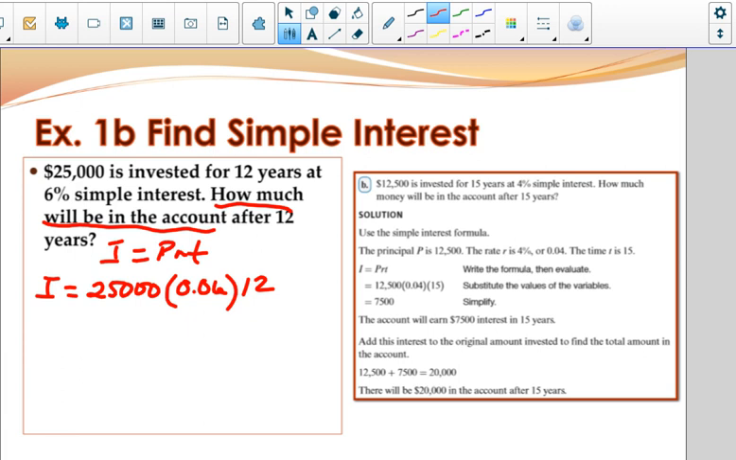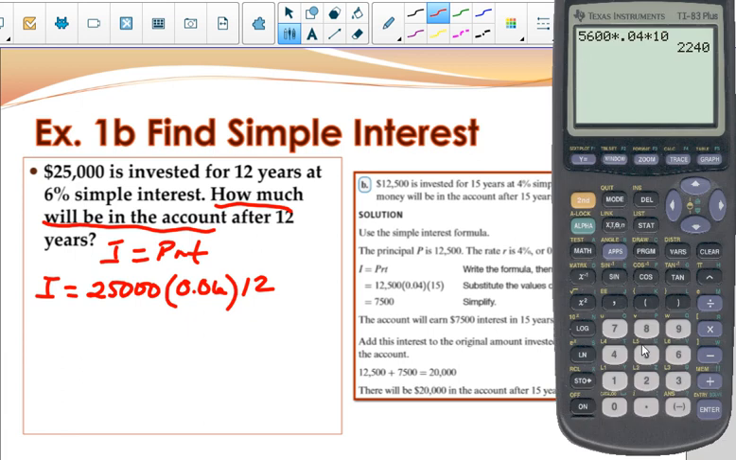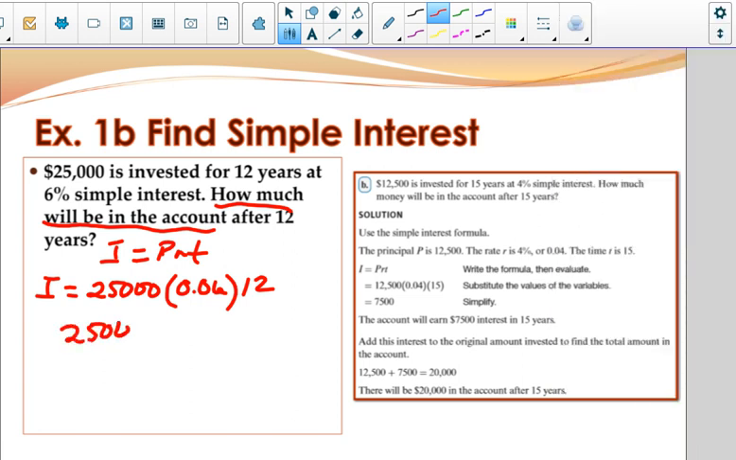If I get my calculator out again, 25,000 times 0.06 times 10. Actually, that shouldn't be times 10, it should be times 12 for 12 years. Hit enter, it says $18,000. That's how much the bank is going to pay you to have your money in their bank. So how much is your account going to be worth after 12 years? Well, you start off with 25,000. The bank paid you 18,000. So that would give you a total of $43,000 in your account after 12 years.